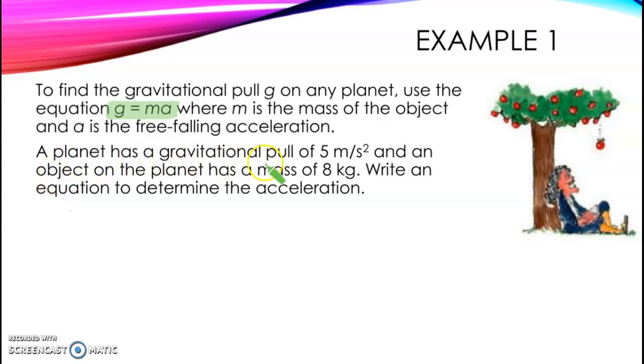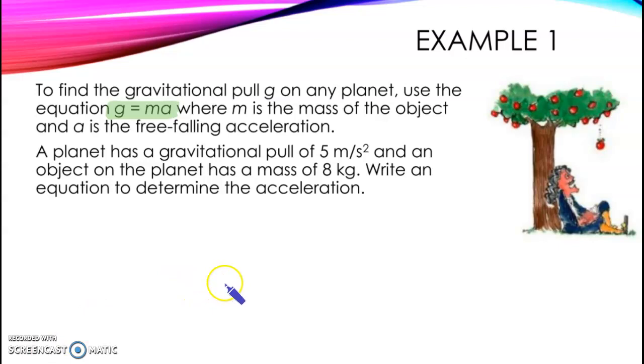It says a planet has a gravitational pull of 5 meters per second squared, and an object on the planet has a mass of 8 kilograms. Write an equation to determine the acceleration. So I would encourage you to focus mostly on the numbers that they're giving you here. So I see there's 5. This label is not very important for what we're doing in our class. You can just focus on the number in front of it. And then we also have the number 8.